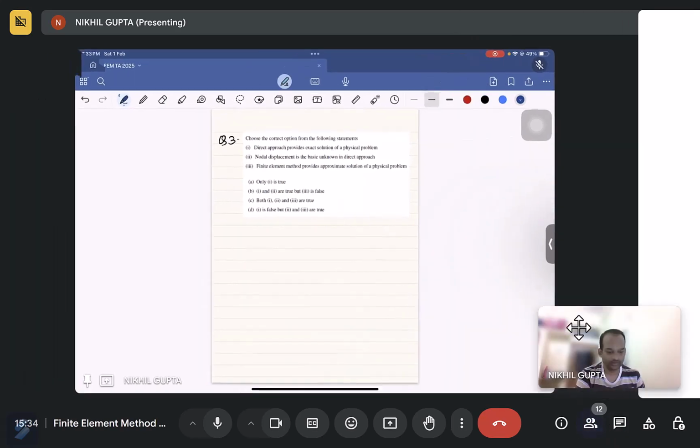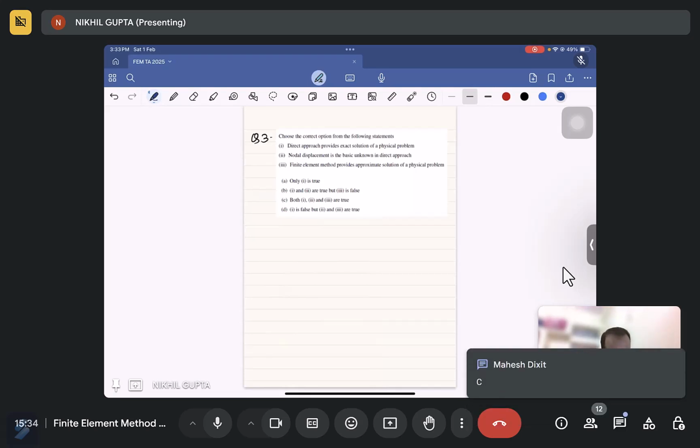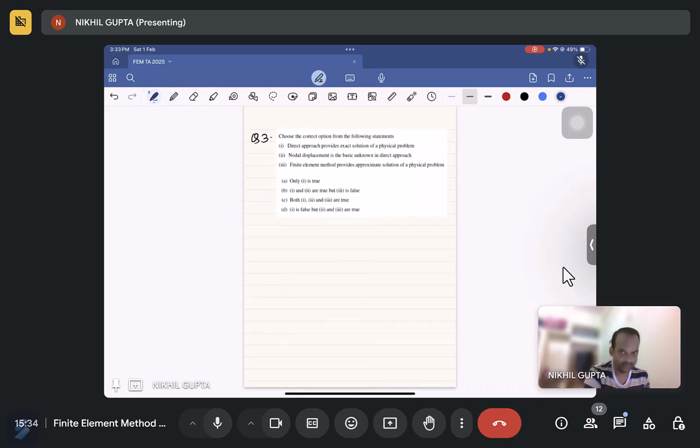It's option C. You say 1, 2, 3 are all true. Yes. Anyone else want to try? Option 1, 2, and 3 are correct, you say all three are correct. I'm in doubt. I think it's option D. Yes, it should be D. One is false.